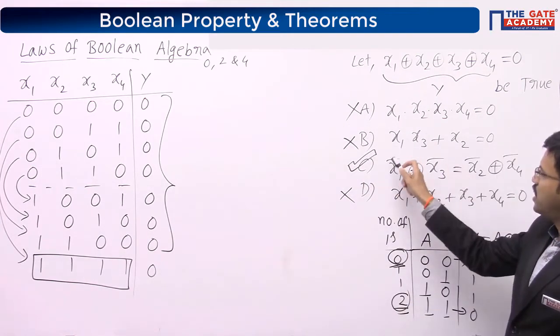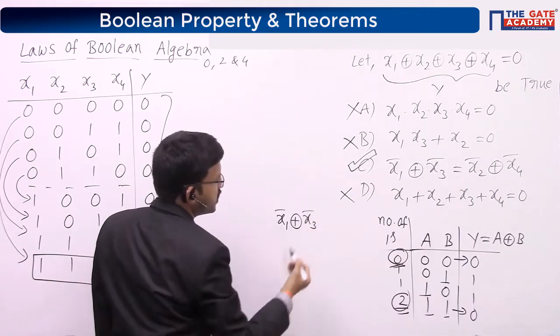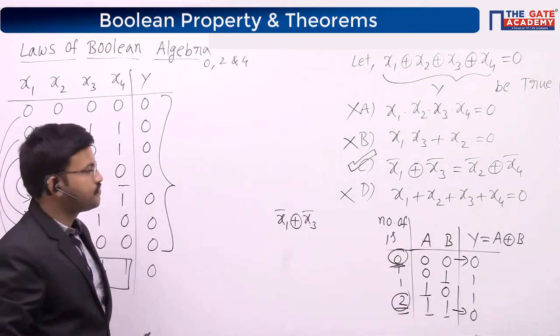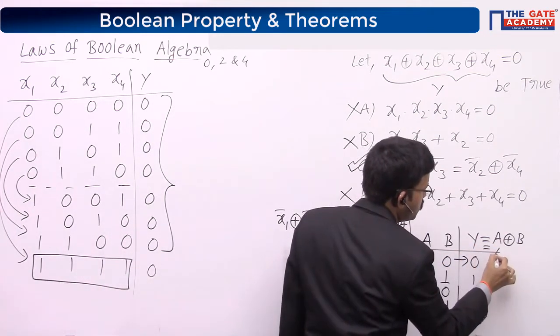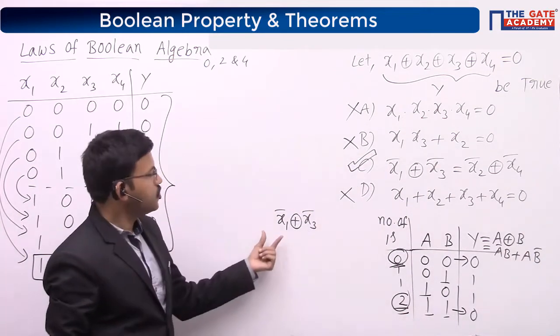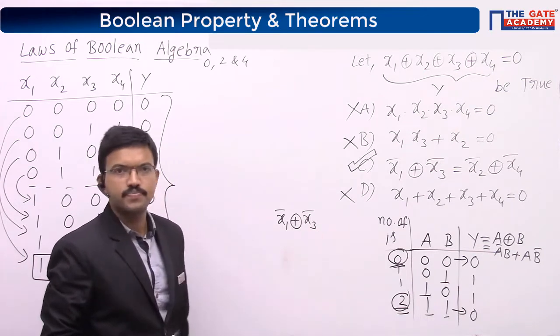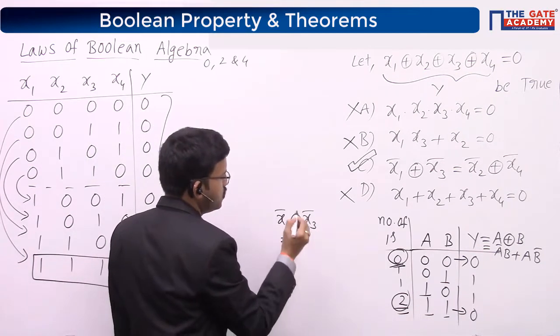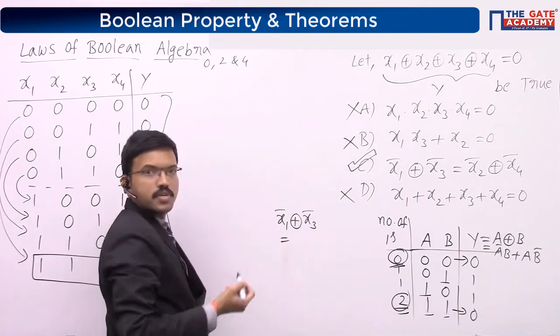Here the LHS term I am having is x1 bar exclusive-OR x3 bar. See here, we are having A XOR B. Simplify it, you will get A bar B plus A B bar. Now you can substitute x1 bar in the place of A, and x3 bar in the place of B. From here, what will we get?